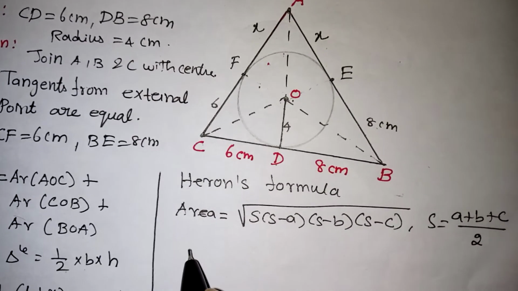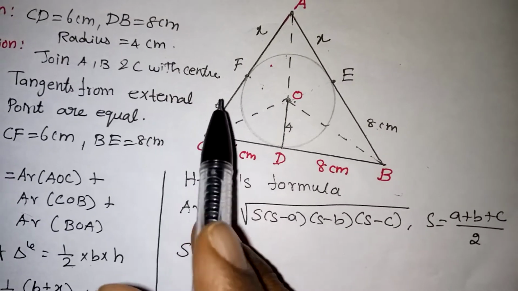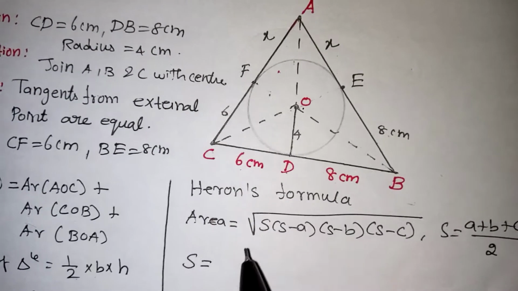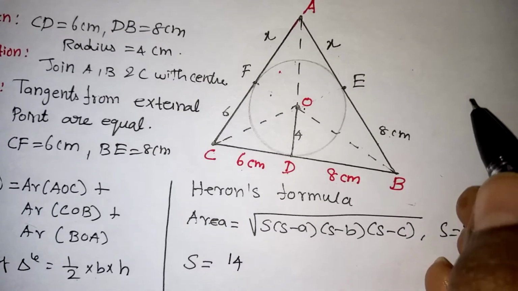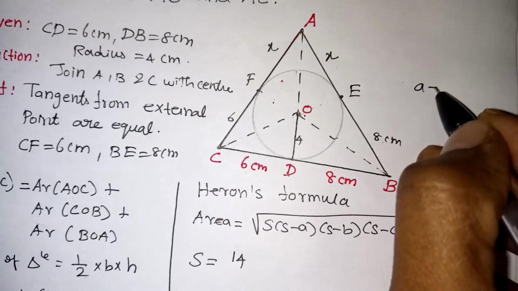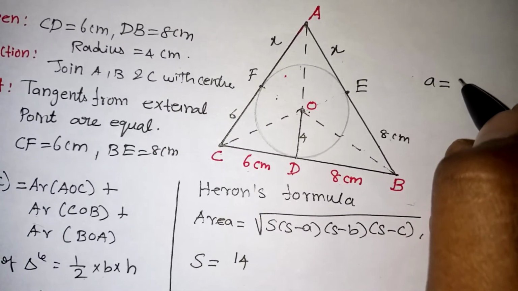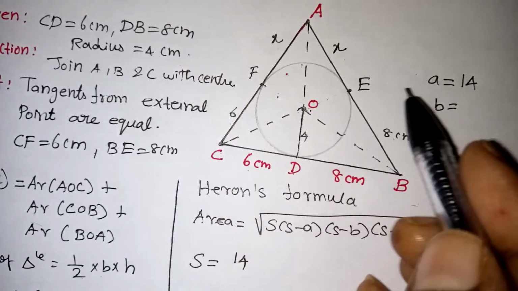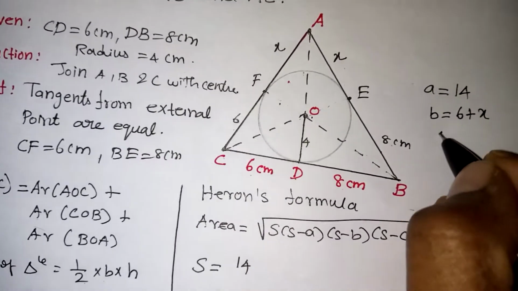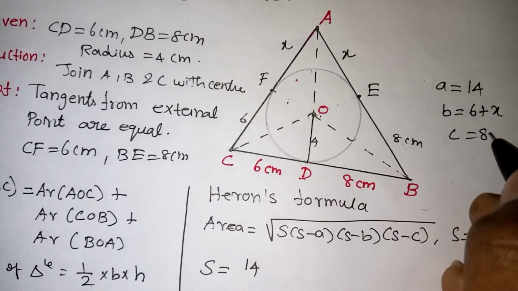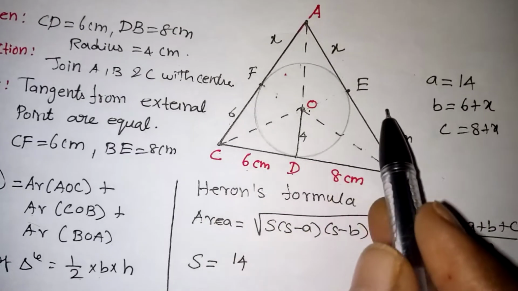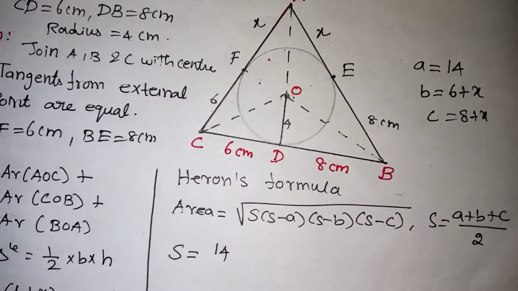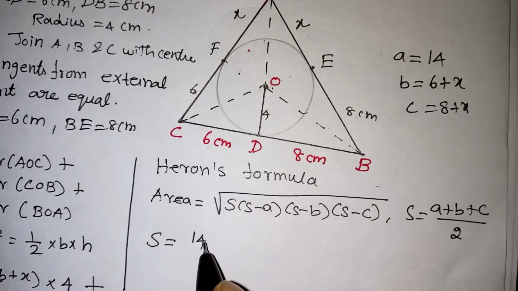So let's find the s value first. S is equal to the 3 sides of the triangle. A is my first side, 6 plus 8 is 14. So A is 14. Now we write all the 3 sides. B is equal to this side, 6 plus x. And C is this side, 8 plus x. The alphabet which is coming opposite to C, you take it as C. Opposite to B, we are taking B. Opposite to A, we are taking A. If you change and take them differently, no problem, you will get the correct answer.